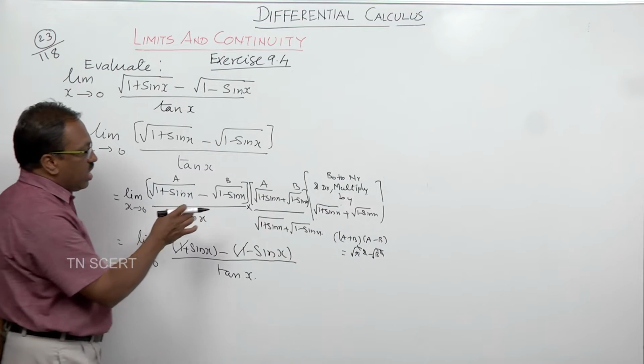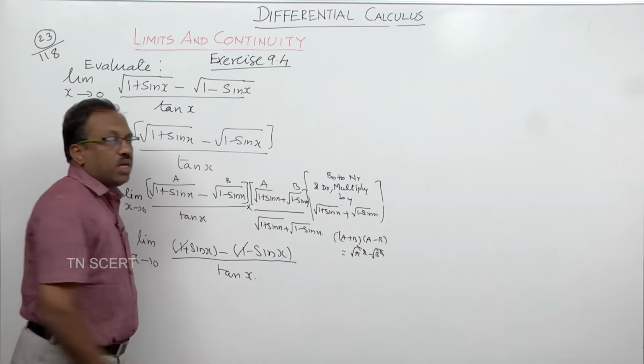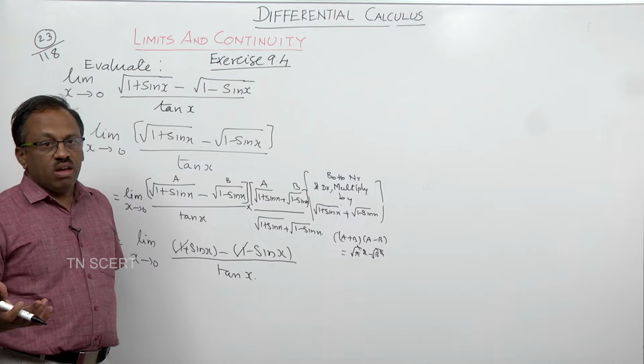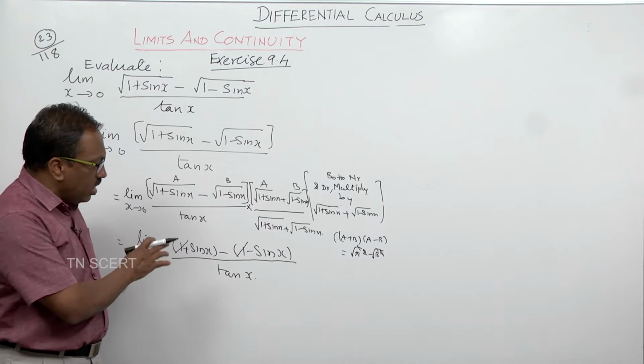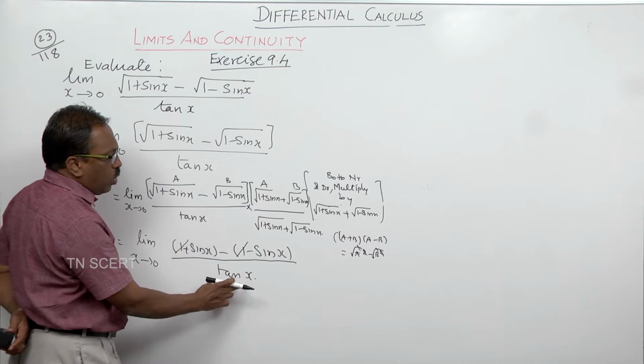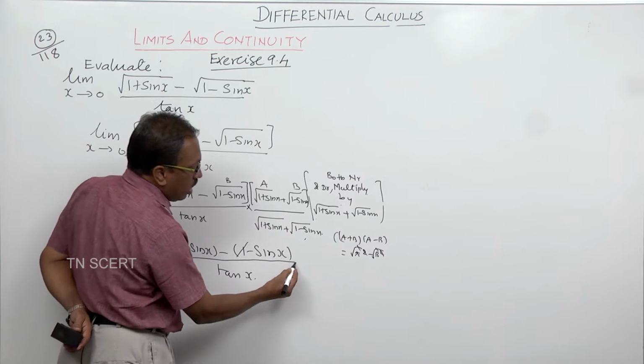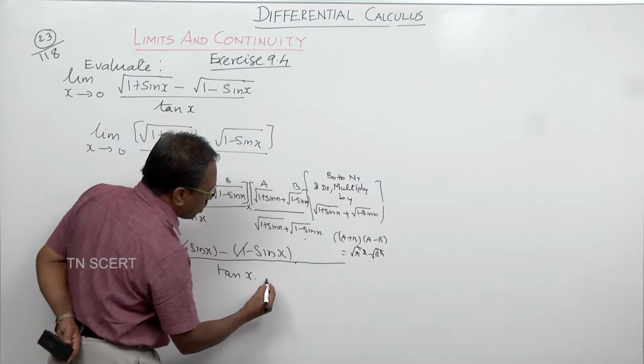Remember students, we have done only the numerator part. What about the denominator? We have not done anything in this part, the denominator. Only this part alone I have written. What about this? I just left it alone. That part I should do this way.